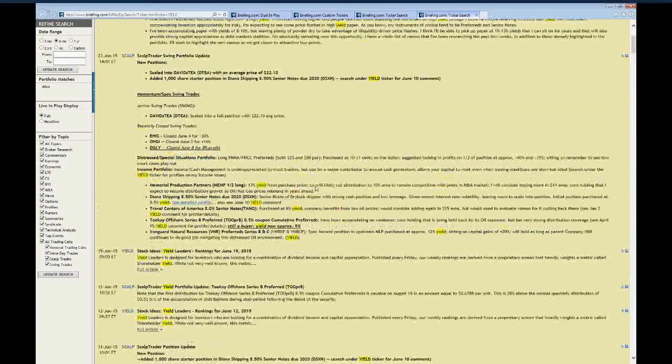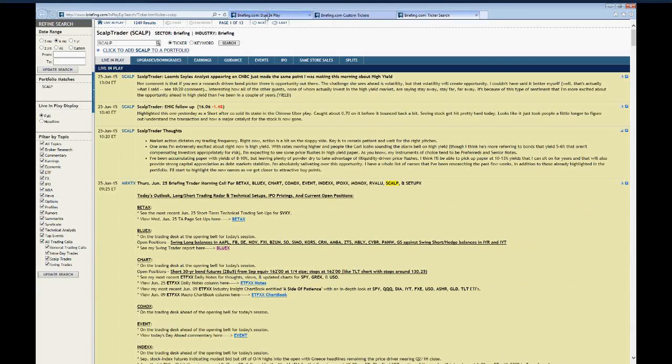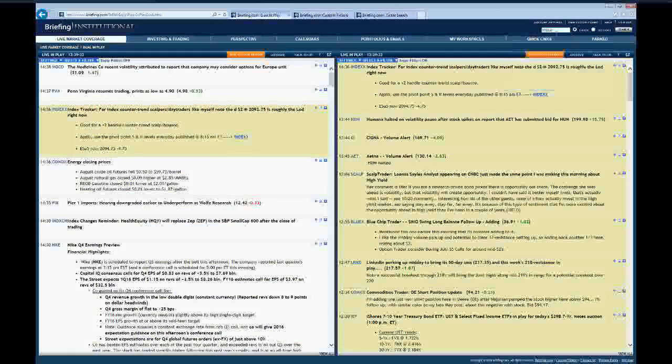One of the things I really want to point out, and I think is an important part of the Briefing Trader website, is the style guide. You plug in the ticker STYLE.